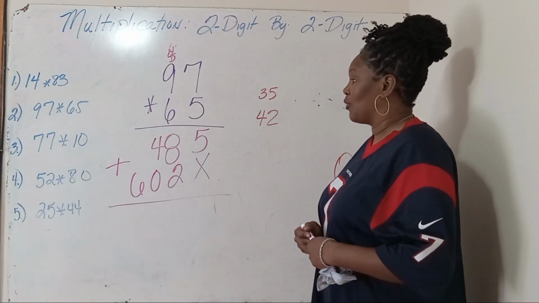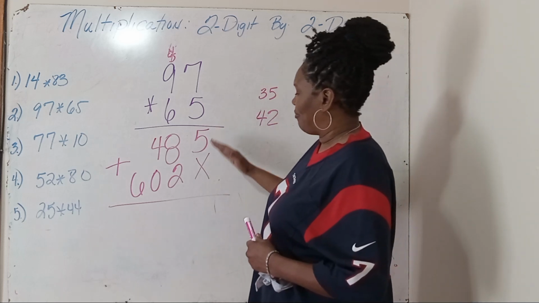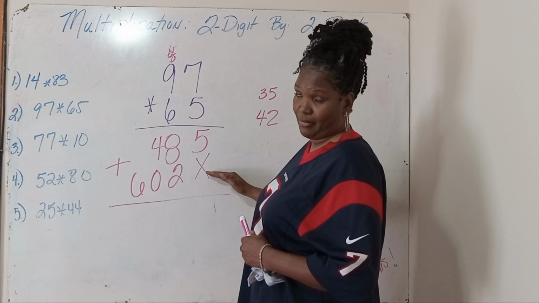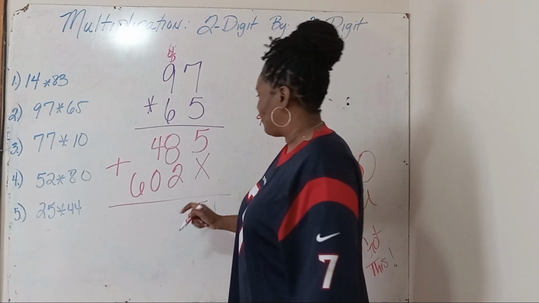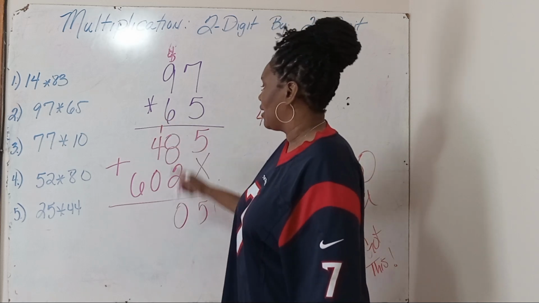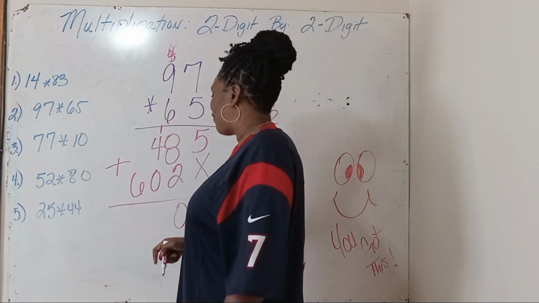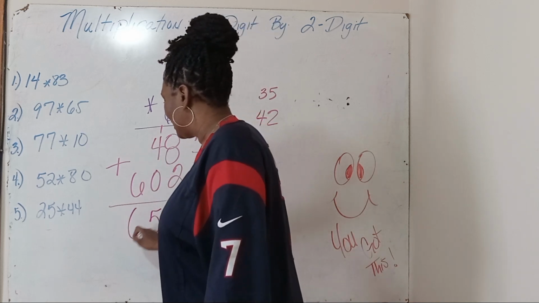And so now, all I do is just add all this stuff together. 5 plus this X, remember, represents 0. 5 plus 0 is 5. 8 plus 2 is 10. I put my 0, carry my 1. 1 plus 4 is 5, plus 0 is still 5. 6 plus nothing is 6.